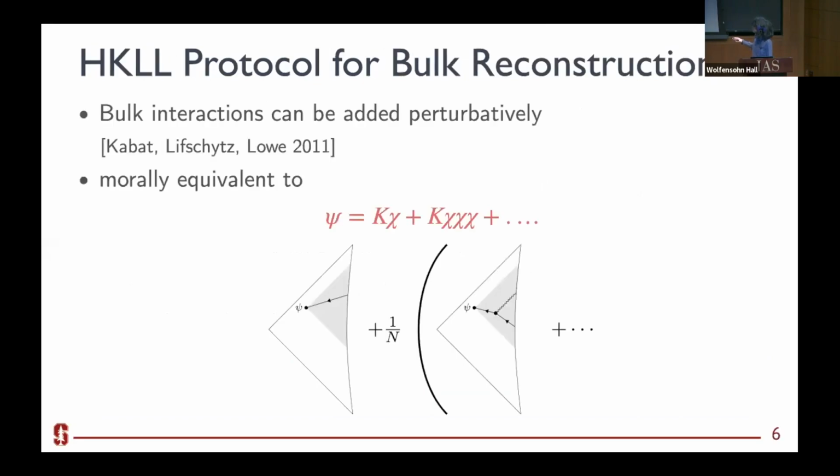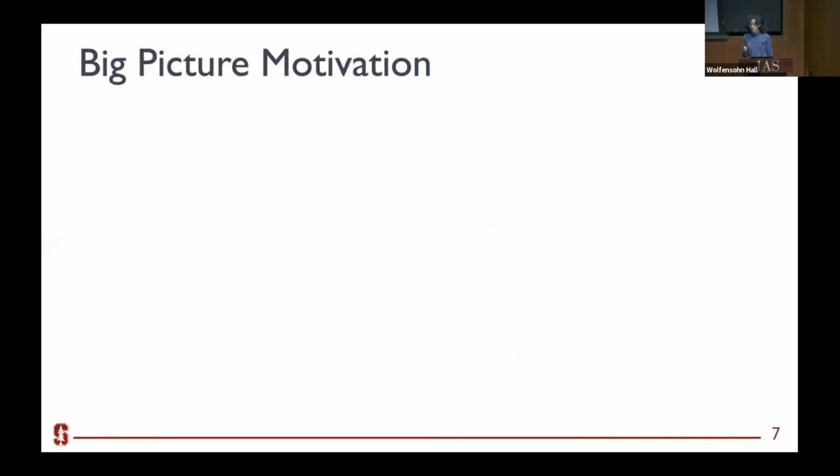Oh, yep. And one more thing I should say is that you can actually back away from the free field limit and add back in interactions perturbatively. So you'll notice that when I talked about HKLL, I made reference to the bulk equations of motion. But this is ideally something we don't want to make reference to for a bulk reconstruction protocol if we truly believe the bulk to be emergent.